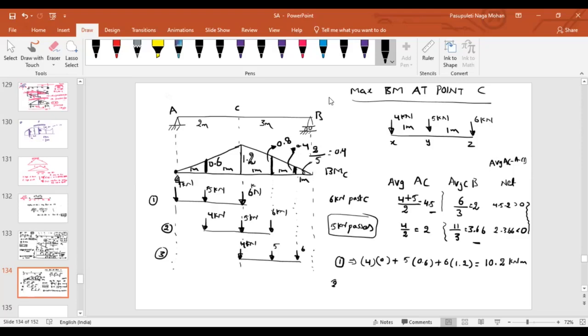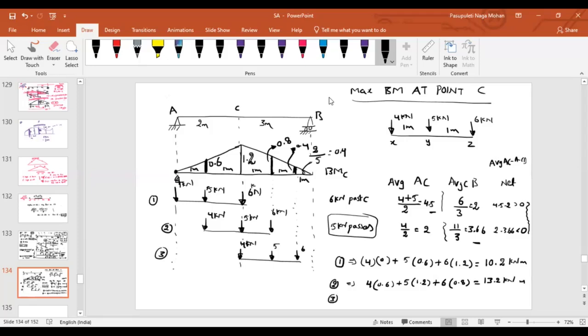Now what about the second case? What is the ordinate under 4? 0.6. What is the ordinate under 5? 1.2. What is the ordinate under 6? 0.8. The answer is 13.2.